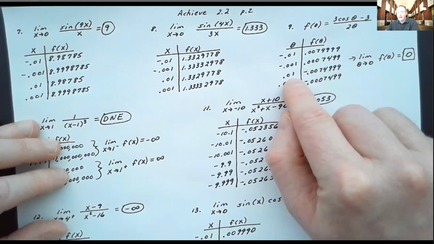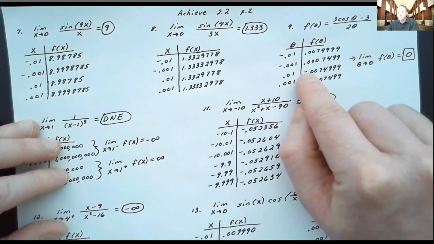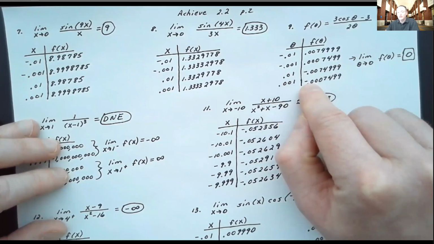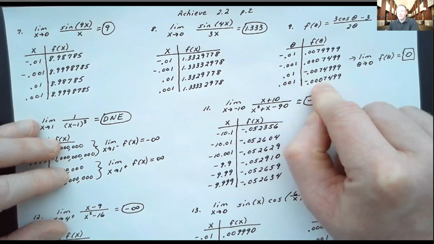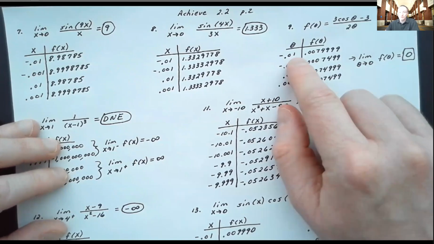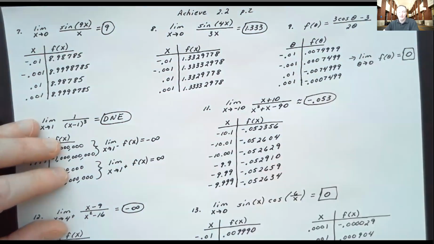Does the same thing happen as you approach on the right-hand side? Absolutely. The terms are negative, but that's irrelevant, because these negative numbers are still getting closer and closer and closer to 0. So no matter whether I'm approaching from the left or from the right, the y values are approaching 0. That's my limiting value.